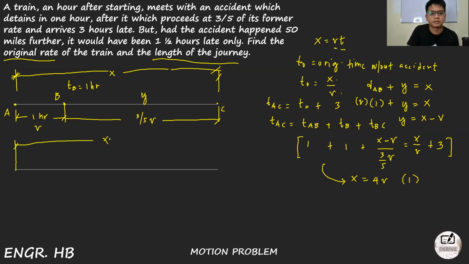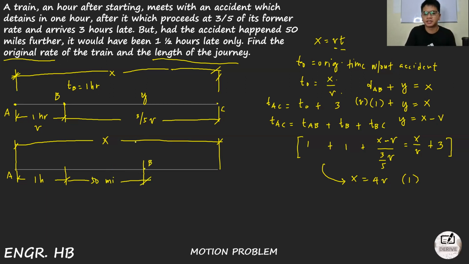So sana diretso na, no? Ayan, medyo diretso na siya. So let this point A. So nag-travel ulit siya ng 1 hour. Okay, 1 hour. So tapos 50 miles further. So it will become, kunyari dito yung 50 miles. Siguro dito na lang, 50 miles. At syempre dito na yung point B.